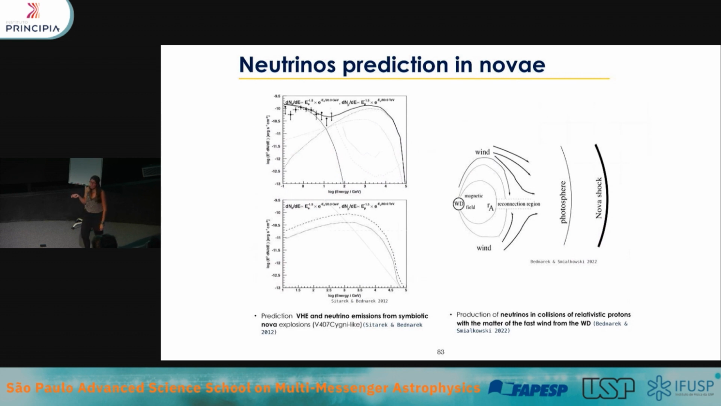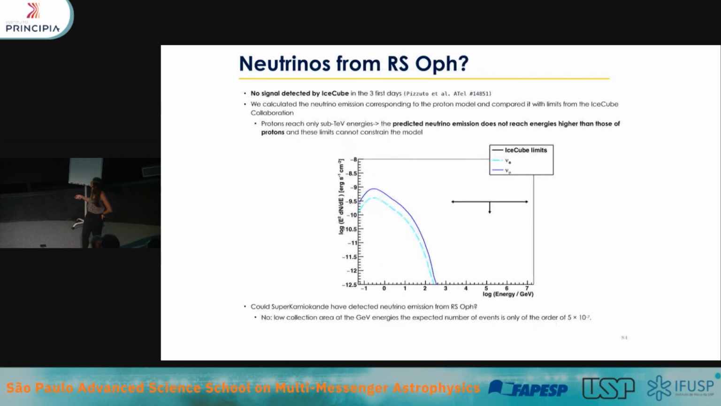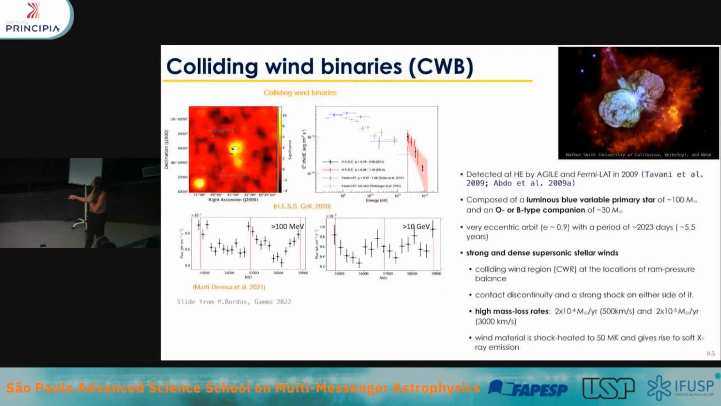And of course, in novae, you can also expect some neutrinos. You have some protons being accelerated, so you can also have some neutrinos coming from there. You can have a look at these papers where emission is claimed. But there was a report by IceCube saying that they had not detected any. And in our model, we also tested if we would have expected something, but the expected flux is below the limits of current experiments.